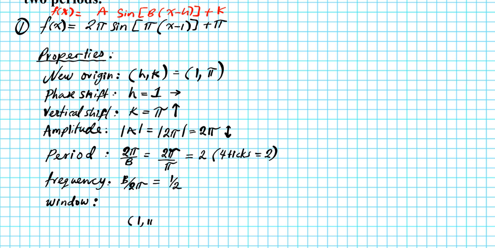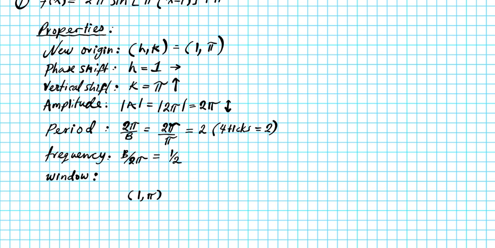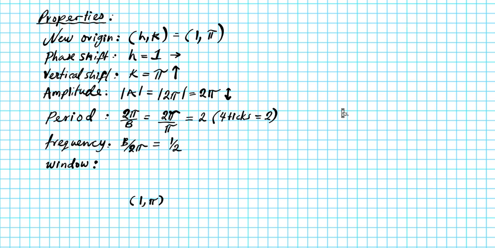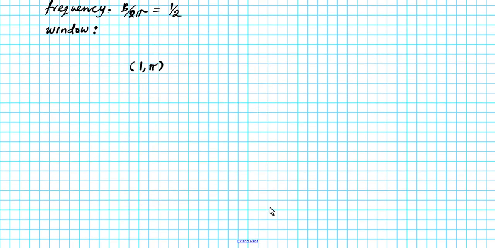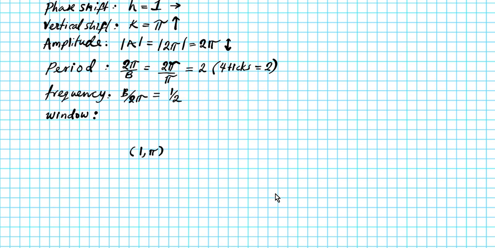So to set up the window, we're going to write down the center first, the new origin, which is (1, pi). And then we're going to be going up and down and side to side. All right, so before we set up our window, let's just put some things down to help guide our construction of the window.